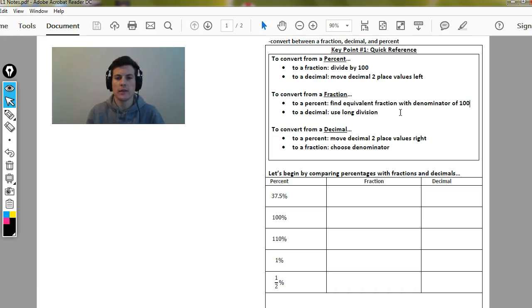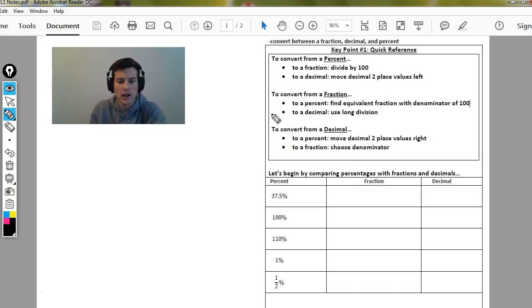So just to read through this quickly, to convert from a percent to a fraction, you're going to divide by 100. From a percent to a decimal, you're going to move the decimal two place values left. To convert from fraction to a percent, you're going to find the equivalent fraction that has a denominator of 100. Or for a fraction to a decimal, you're going to use long division. From a decimal to a percent, you'll move the decimal two place values to the right. And from a decimal to a fraction, you're going to just choose a denominator.